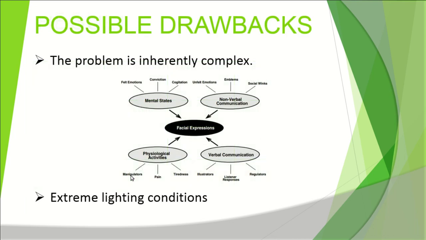The first and foremost thing is that the problem itself is complex. Facial emotions cannot depend on a single factor. The facial expressions depend on all these factors: mental states, non-verbal communications, verbal communications, and many other factors. So we cannot pinpoint the emotions to a single facial expression. And the next thing is extreme lighting conditions. The real images that were picked up from the web were not standardized. That is, they might have low lighting, extreme lighting, overshadowing, or any other features.